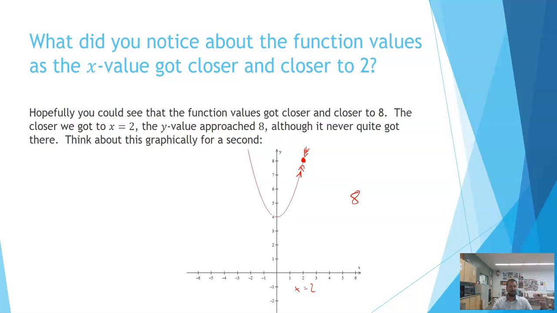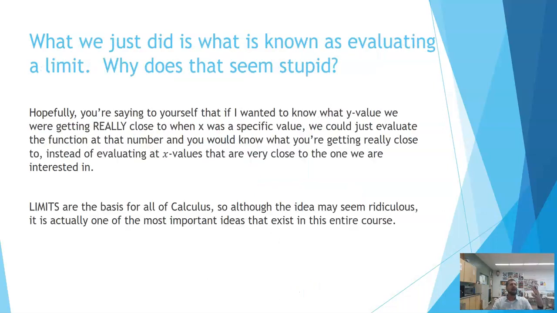Now, I know a lot of people think that seems really stupid, because I want to know what y value I'm going to get when I get really close to an x value, and I'm talking really close here. We're not talking like 2.01. We're talking like 2.0000001. It's so close to 2 that what we basically say is, whatever number I get when I plug in 2, I'm getting super close to that value, so I'm just going to say that that's what it is.